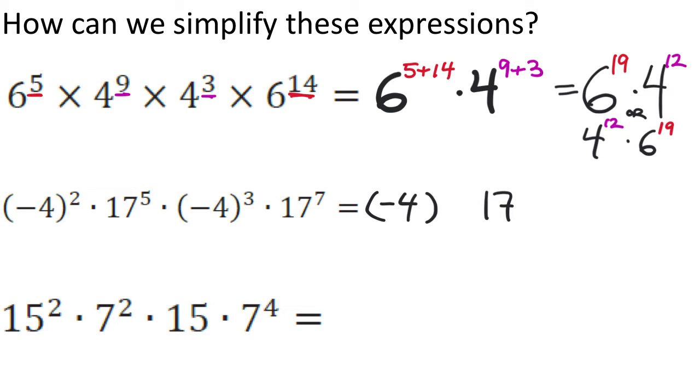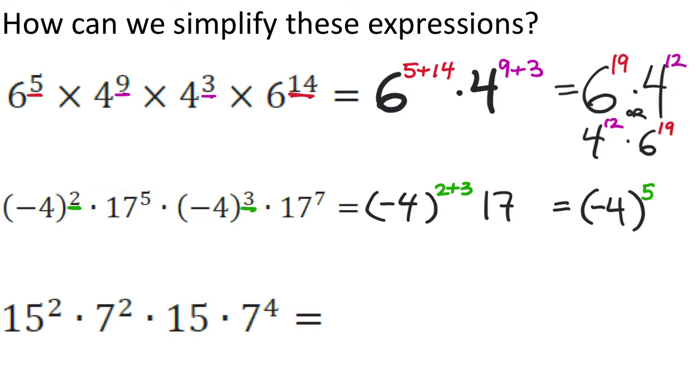So let's go to base -4. I've got exponents of 2 and 3 right there. So I'm going to take those two exponents, 2 and 3, and since everything is being multiplied, I'm going to add those two exponents, which would then result in negative 4 in parentheses, but 2 plus 3 gives us an exponent of 5.